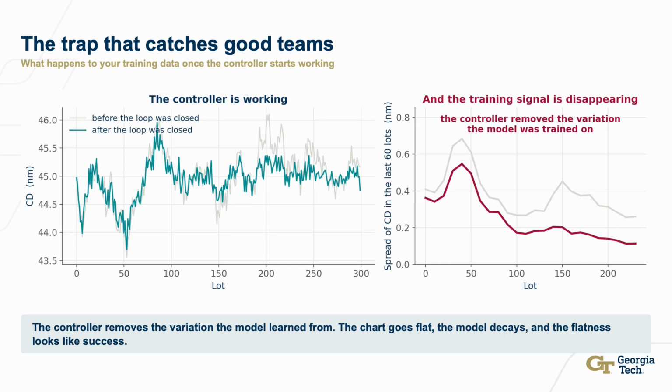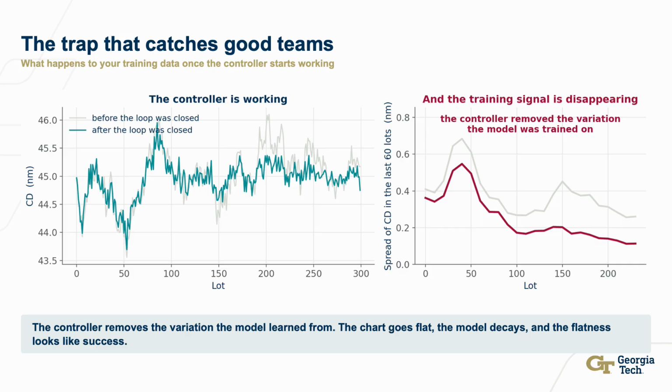Now the trap that catches good teams, and it catches them precisely because everything is working. Gray is the process before the controller was switched on, teal is after. The controller is doing its job, the variation shrinks and the process holds target. That is a success, somebody gets to present it. Here is the spread in CD in a rolling window of 60 lots, and it collapses.